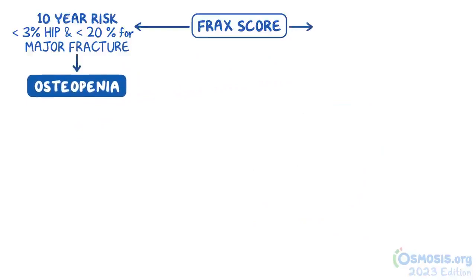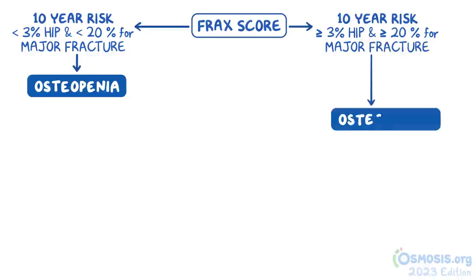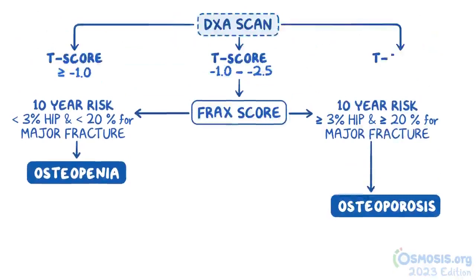However, if the FRAX score reveals a 10-year risk equal to or greater than 3% for hip fracture and equal to or greater than 20% for major fracture, you can diagnose osteoporosis. Now, let's go one step back and check the DEXA scan one more time. If the T-score is minus 2.5 or lower, you can directly make the diagnosis of osteoporosis.